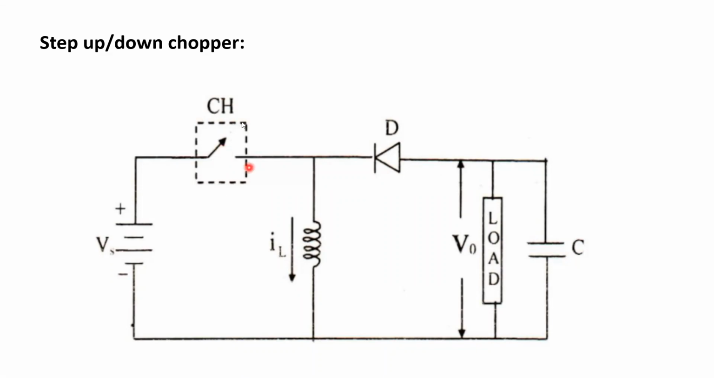And now when the chopper is in off condition, what about the output voltage? Does it exist or not?